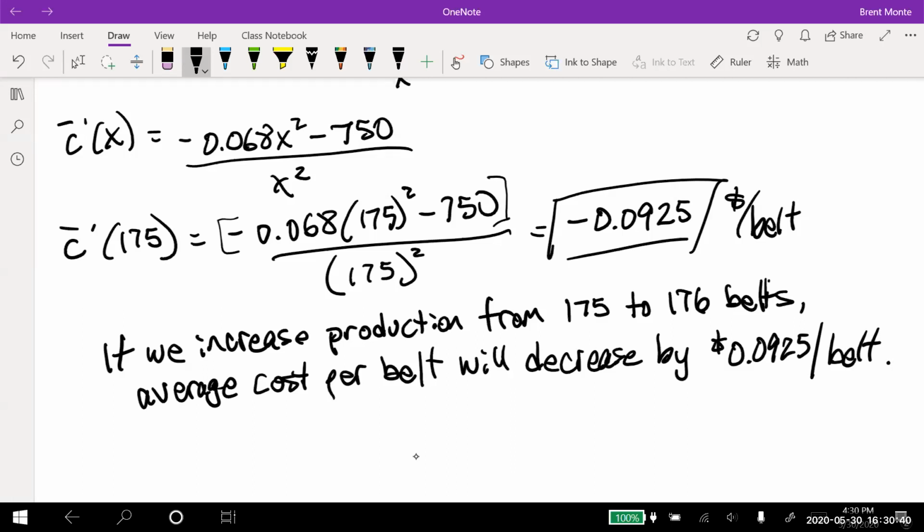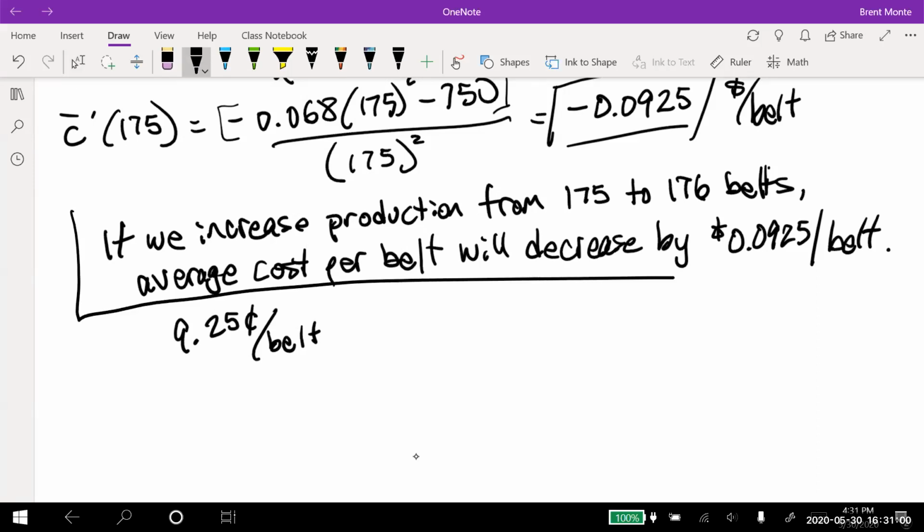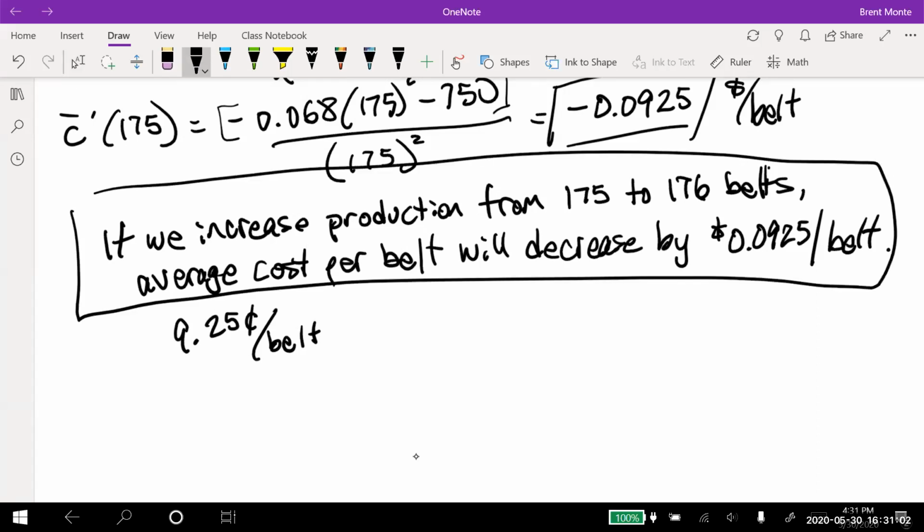If we didn't want that much of a decimal, we could call it 9.25 cents per belt. Either way we say it, in dollars it's 0.09, and 9.25 cents per belt. But that's what that value means. So that's an example of a quotient rule where we've actually applied it to figure something out.